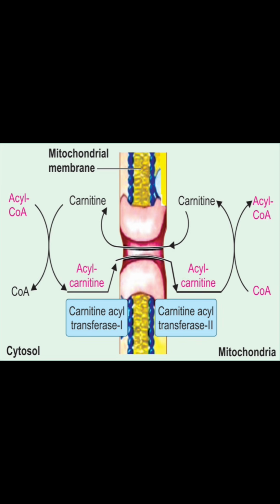Long-chain fatty acyl-CoA cannot cross the inner mitochondrial membrane directly, so the cell uses the carnitine shuttle. First, carnitine acyltransferase 1 (CPT-I) on the outer mitochondrial membrane transfers the acyl group from CoA to carnitine, forming acylcarnitine. This acylcarnitine is then transported across the inner mitochondrial membrane. Inside the matrix, carnitine acyltransferase 2 (CPT-II) converts it back to acyl-CoA, releasing carnitine. Now the fatty acyl-CoA is ready to undergo beta-oxidation.